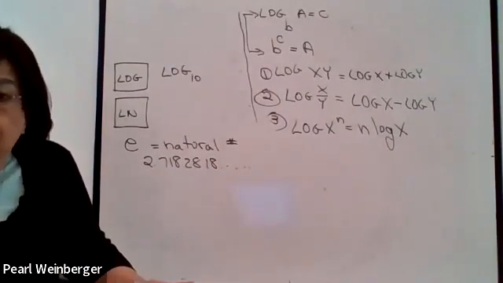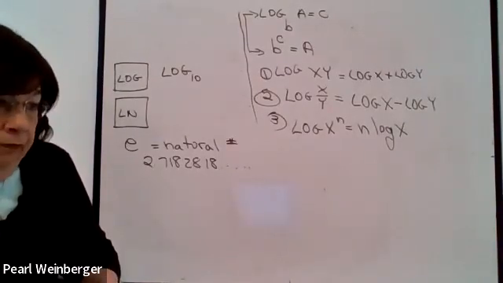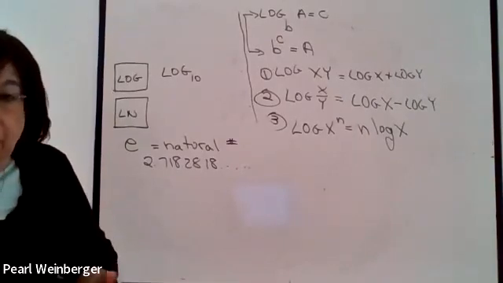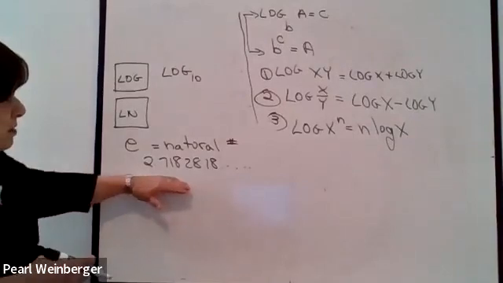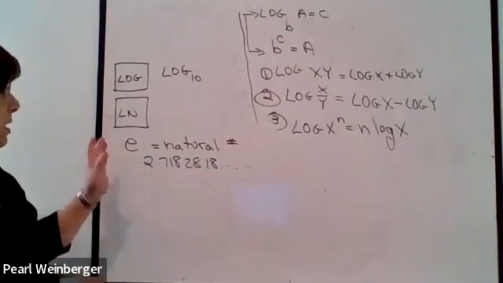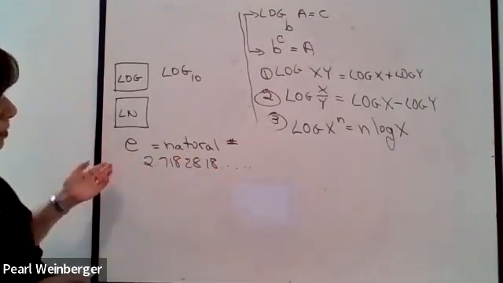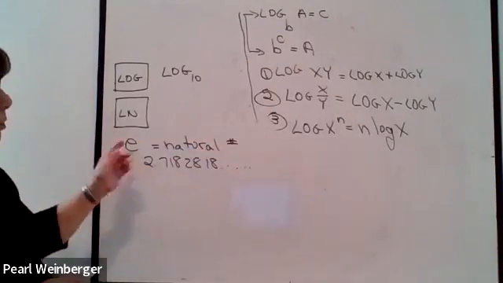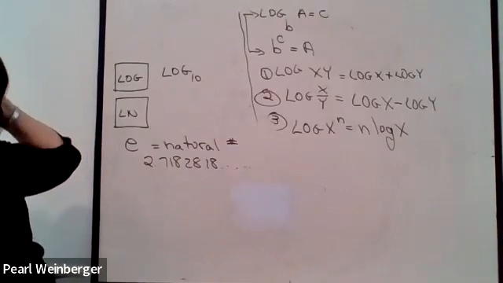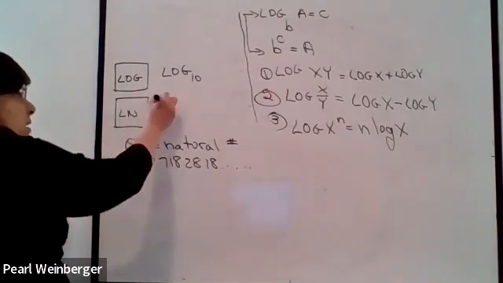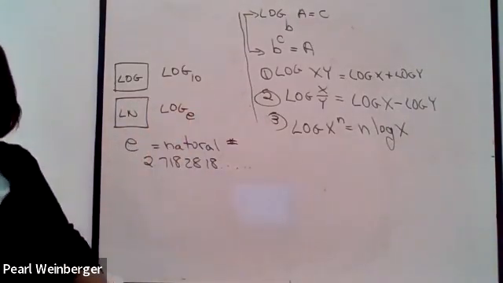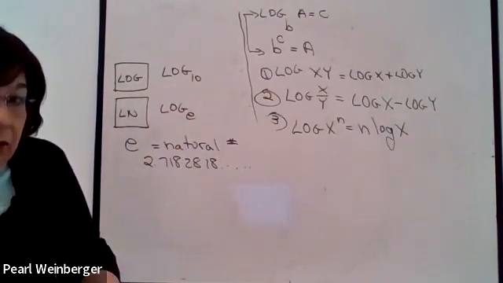It's sort of like the number pi, or like we have the square root of 2. It's what we call an irrational number. Because it's such a complicated number, instead of calling it that whole number, we just use the symbol e to represent it. This ln is the log where the base is e. So ln is just another type of logarithm.